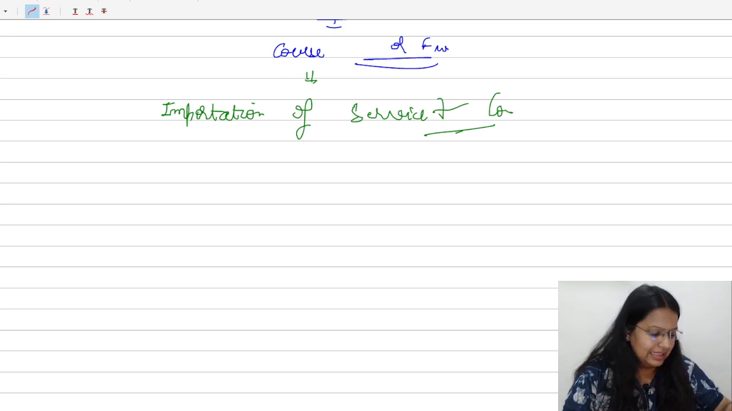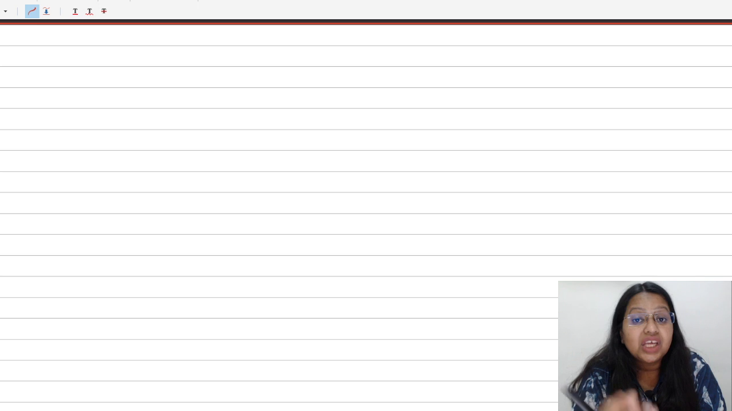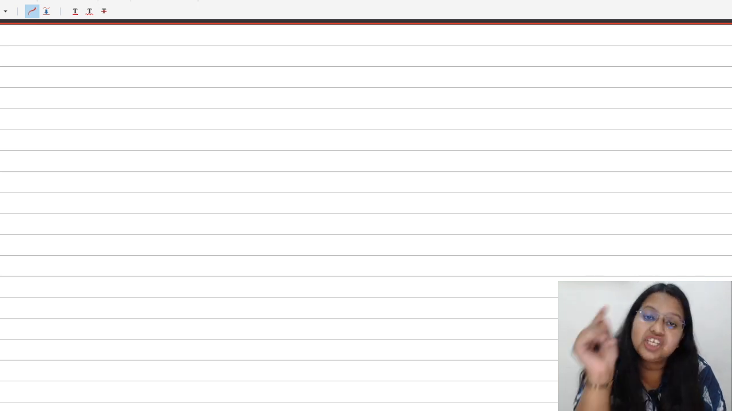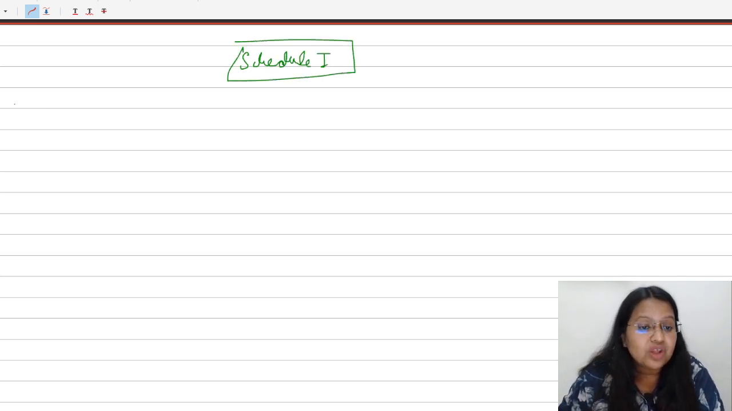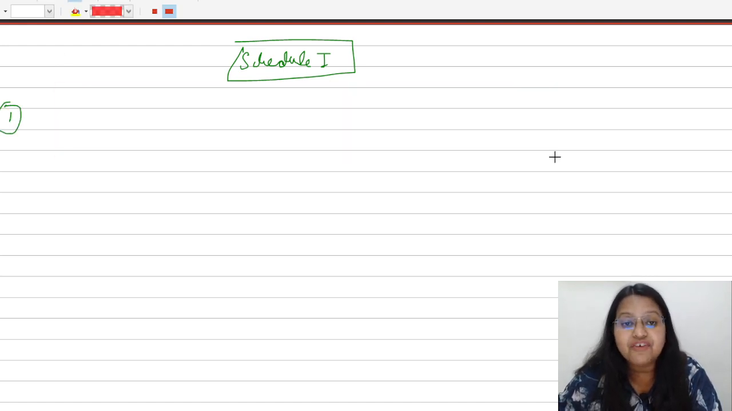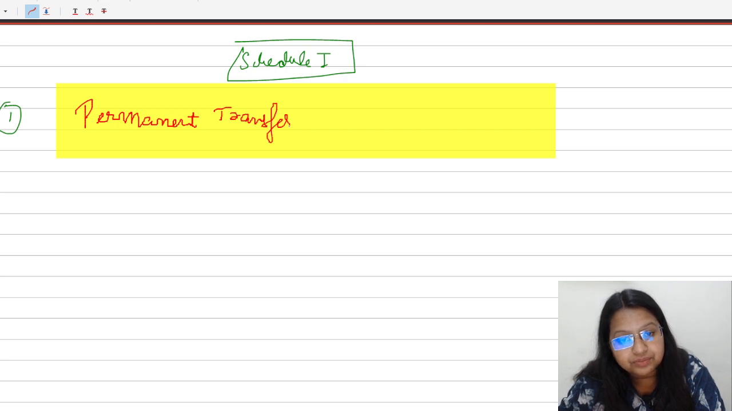Now students, in Schedule number 1, there are particularly 4 activities on which even if there is no consideration, GST will be attracted. Now let's understand those 4 activities. Schedule number 1. Okay, now what are those 4 activities? So the very first activity which we are going to cover is the permanent transfer or disposal of business assets.